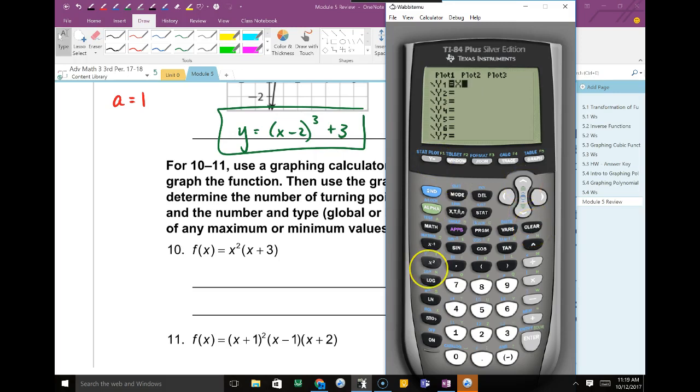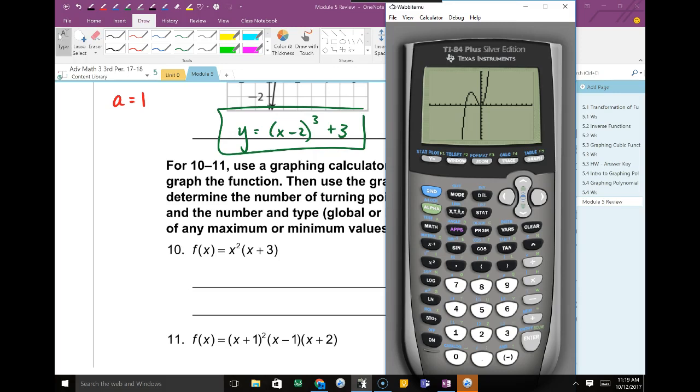So we have x squared times the quantity x plus 3. Hit zoom 6, so we go back to a standard 10 by 10, by the way. Okay, we should know we're going to see a John Travolta. It's going to bounce at 0. It's going to cross at -3. So tell me, how many turning points do you see?